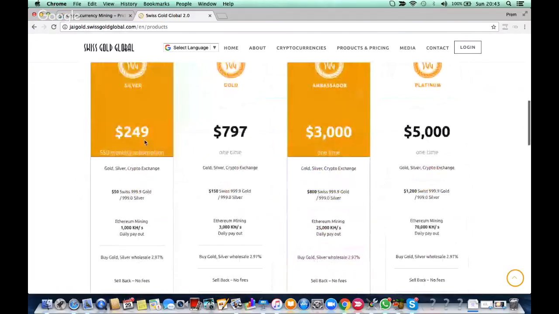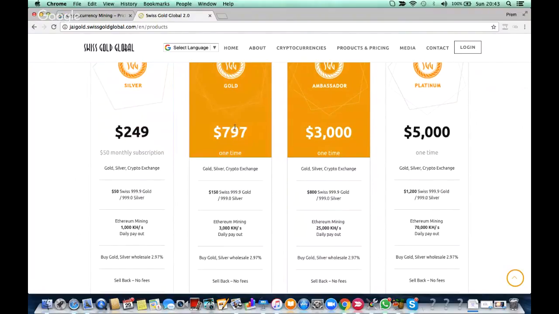For example, you've got the 249 basic one. This is for people who would rather pay 50 monthly and develop their business over a period of time, and don't want to put in too much to set up a business. Essentially, it's a business, right, if you become an affiliate. The gold package is the same as the silver package, except it's far more efficient.